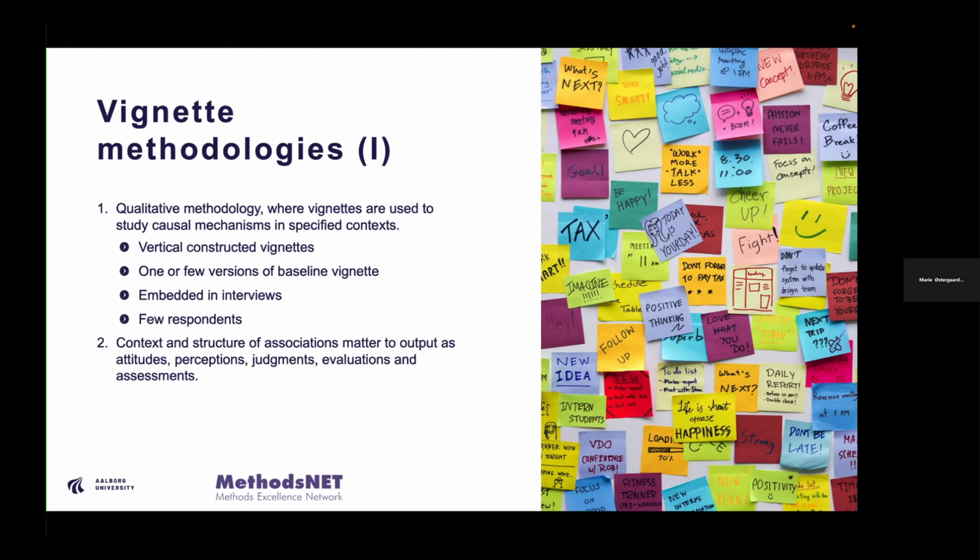In qualitative methodology, what we often do is think about the vignettes together with the interviews. Very often they are embedded in interviews, and at some point during the interview, you, as an interviewer, present the vignette, saying, okay, I have this, very often I call it a paper person, or I have this story, would you please read it? And then I have some questions for you afterwards.